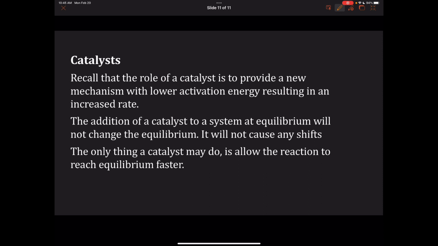Now, the final thing to talk about is the impact of catalysts. Remember that the role of a catalyst is to provide a new mechanism with lower activation energy, resulting in an increased rate. The addition of a catalyst to a system at equilibrium will not change the equilibrium. It doesn't alter our concentrations. It's not going to cause any shifts. If we add the catalyst before equilibrium, we could get to equilibrium faster, but once we're there, it's not going to do anything.